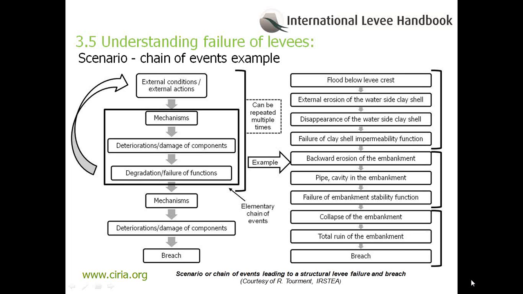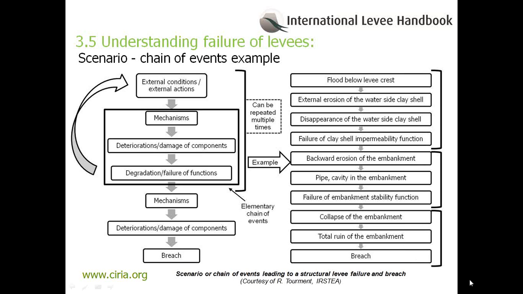So the graphic on this slide is an example of a scenario or chain of events leading to structural levee failure and eventually breach. And in many cases, these scenarios can be quite complex. For this particular example, the left portion of the diagram starts with an external action, and that's an external initiating factor that then triggers mechanisms which cause deterioration or damage of the components, and degradation or failure of functions.